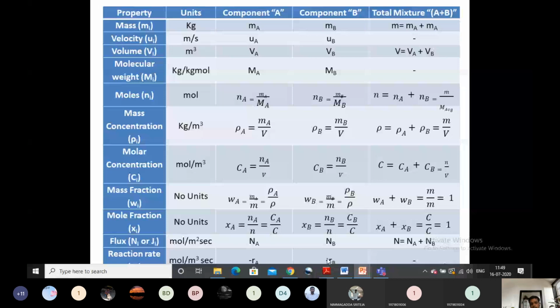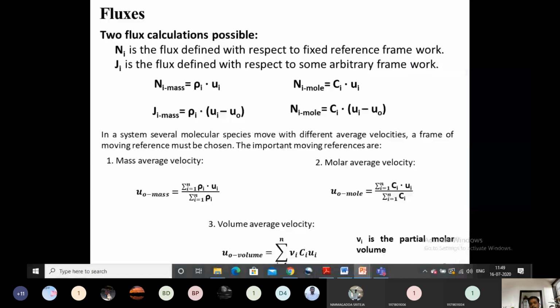Okay, now fluxes. We already defined what the fluxes are: nothing but a transfer, moles of species I transferred per unit surface area. That is nothing but a flux. So there are two possible fluxes. The first one is denoted by Ni, which is the flux with respect to stationary coordinates. Then Ji is the flux with respect to some arbitrary coordinate. The definitions of Ni and Ji are given here.